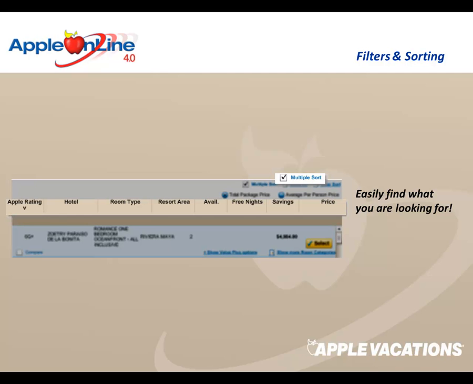Select the Apple rating, then price to find the best price 6 Apple resort. Select resort area, then the hotel name to track down a specific location. Whatever combination you need is just a click away. And of course, you can select Clear Sort to return to the normal availability options.